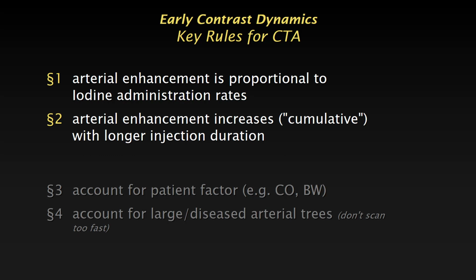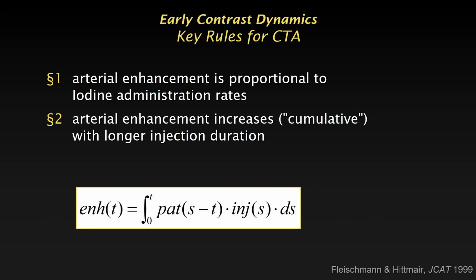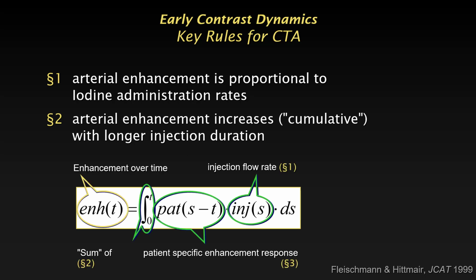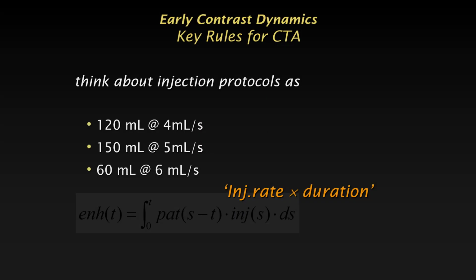So for the mathematically inclined among you, you can also explain it in just a few letters and brackets. Essentially, this formula means nothing else but that the arterial enhancement over time, so a time-dependent enhancement, is the sum of, which is this sigma sign here, the patient-specific enhancement response multiplied by the injection duration. So essentially it means just what we just mentioned in a more complicated fashion, if you like.